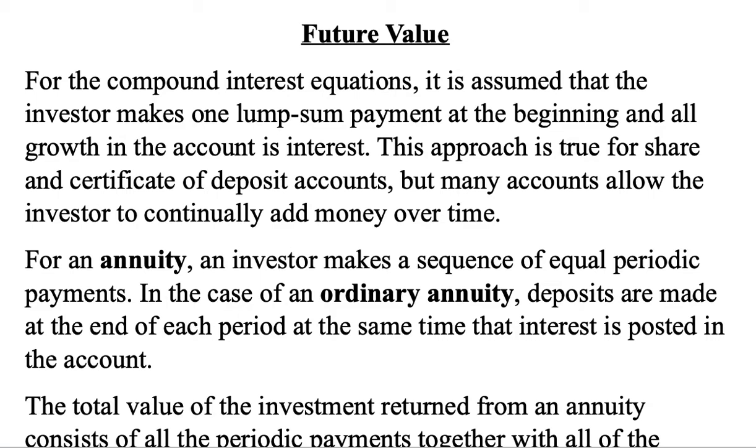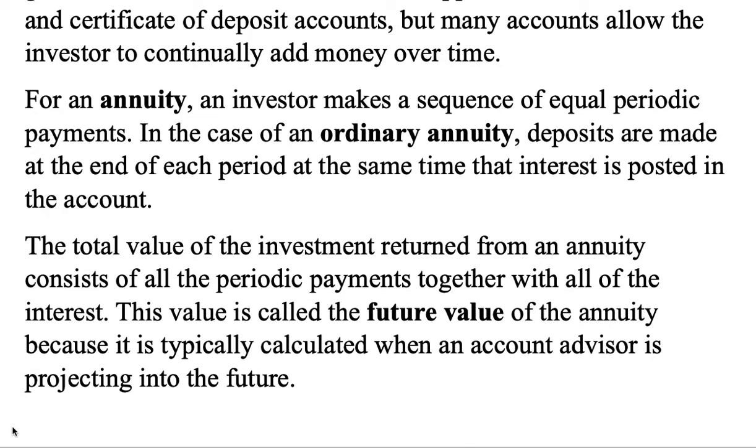Future value. For the compound interest equations, it is assumed that the investor makes one lump sum payment at the beginning, and all growth in the account is interest. This approach is true for share and certificate of deposit accounts, but many accounts allow the investor to continually add money over time. For an annuity, an investor makes a sequence of equal periodic payments.